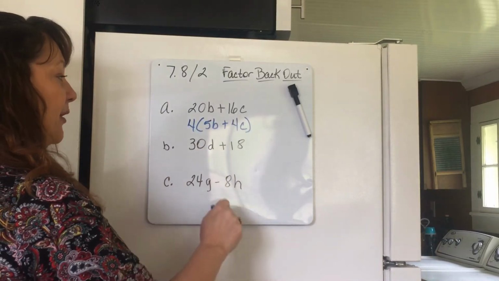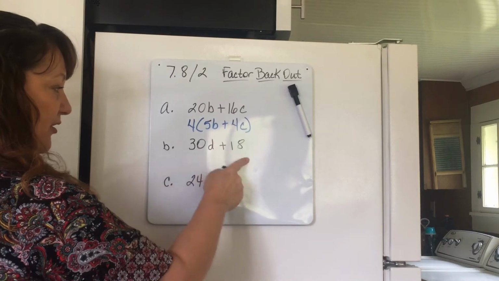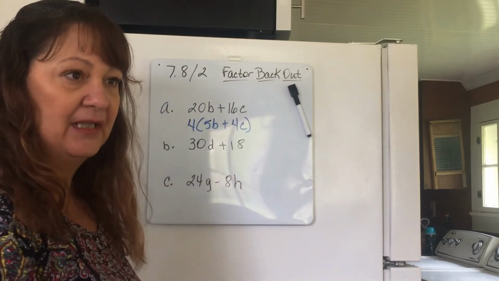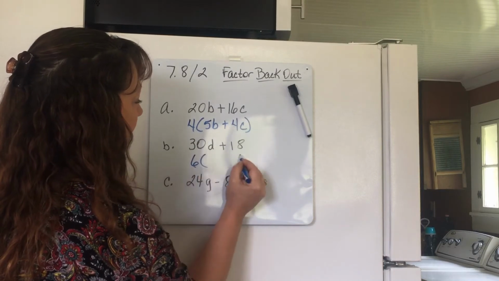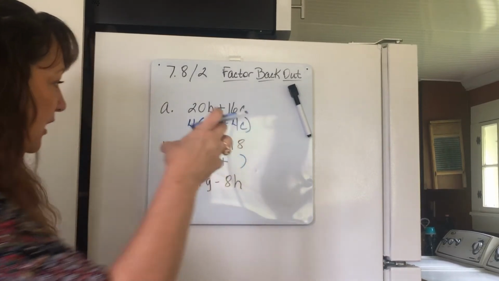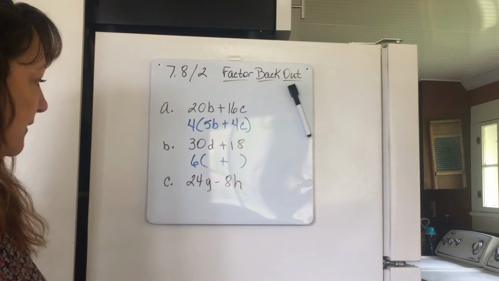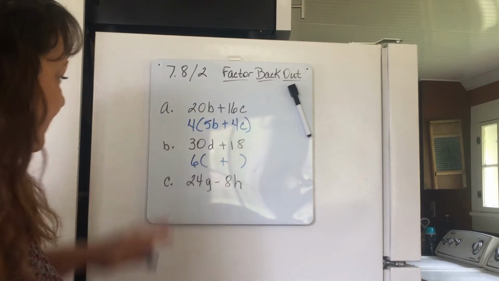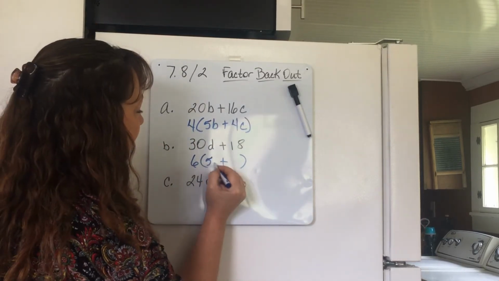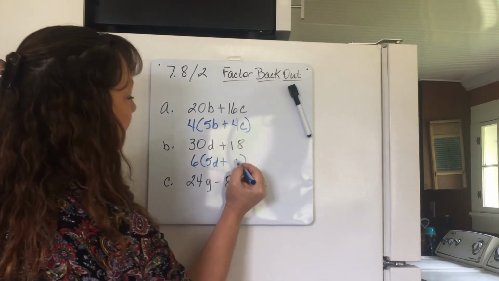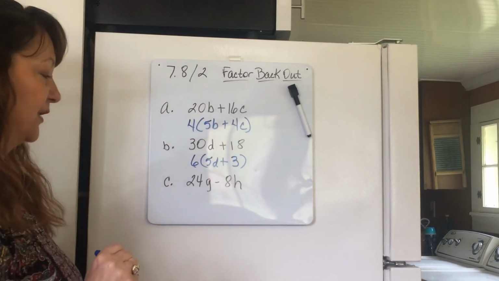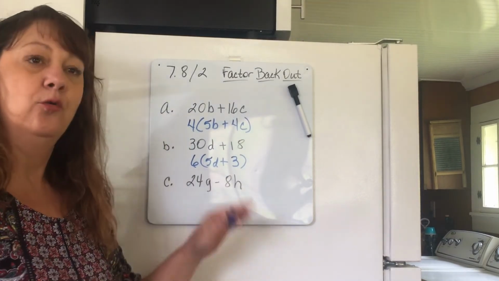I need to come up with the greatest common factor of 30 and 18. I'm thinking it's probably 6. So I'm going to pull a 6 out of this expression. So 30 divided by 6 is 5. Don't forget your d. And 18 divided by 6 is 3. Okay? And we're done. One more.